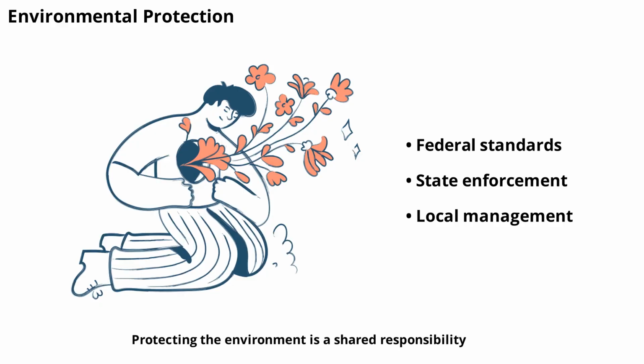Protecting the environment is a shared responsibility. The federal government sets national standards through agencies like the EPA. States enforce these standards and create their own regulations, and local governments manage parks and waste disposal. Working together, they help preserve natural resources and ensure a healthy environment.